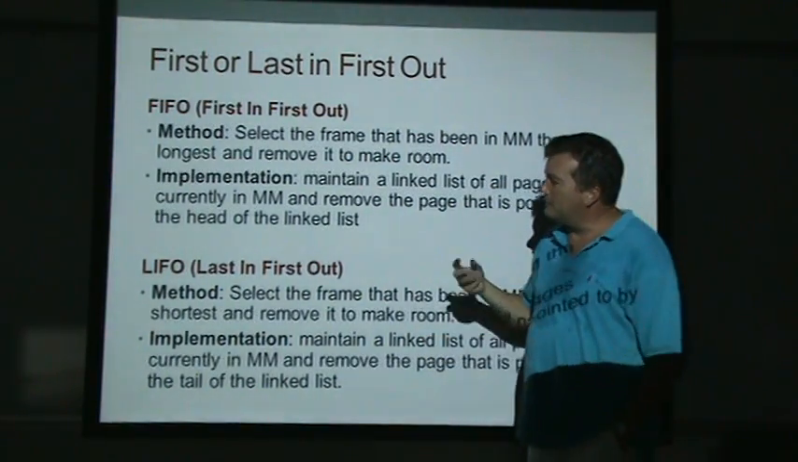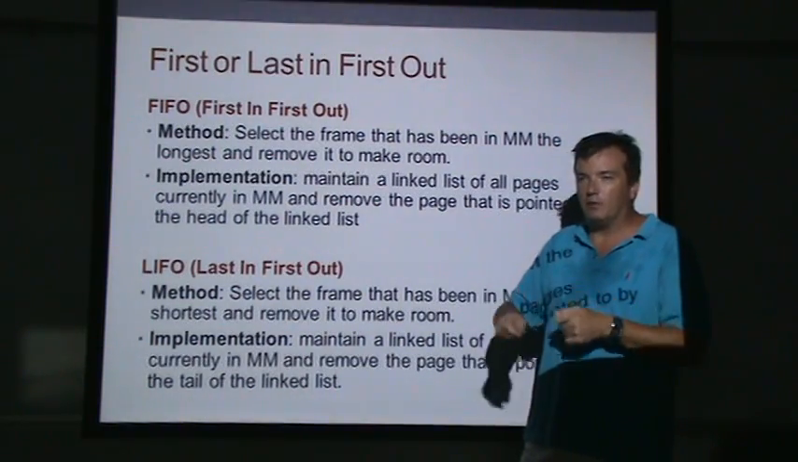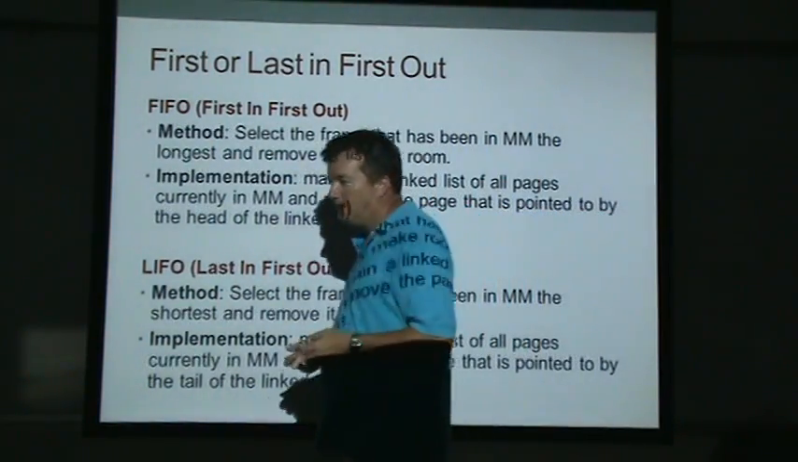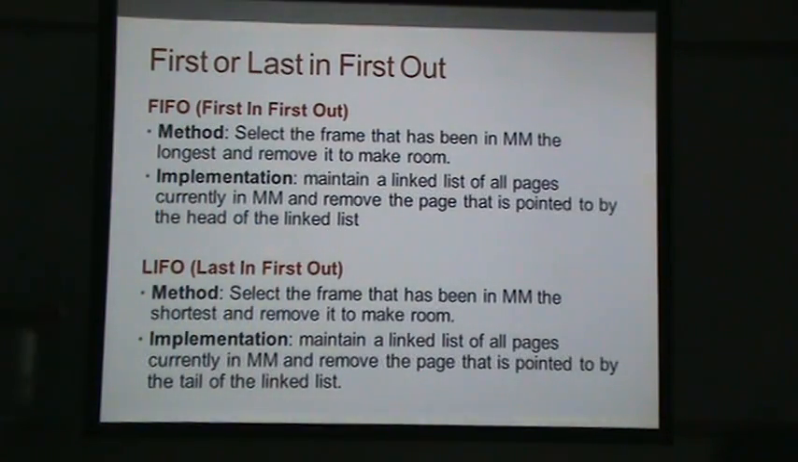And the other thing is the operating system doesn't want to spend a lot of time calculating which page to take out, because that's taking time away from the processing. So the first in, first out method is to select the frame from main memory that has been in the longest and remove that one.